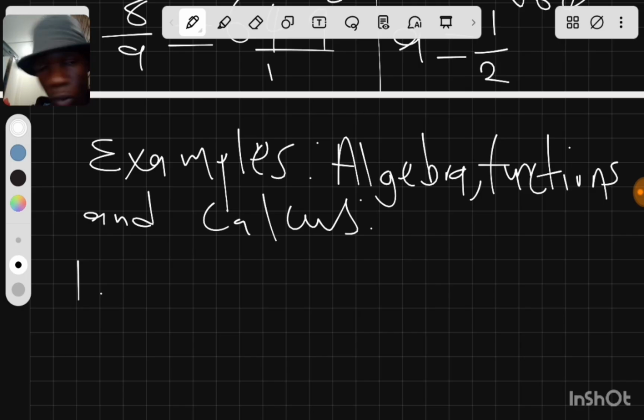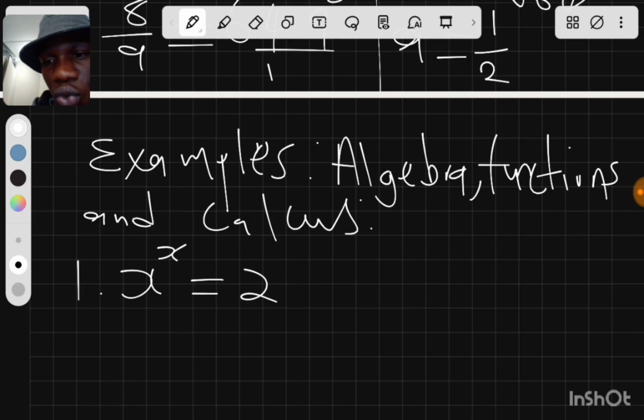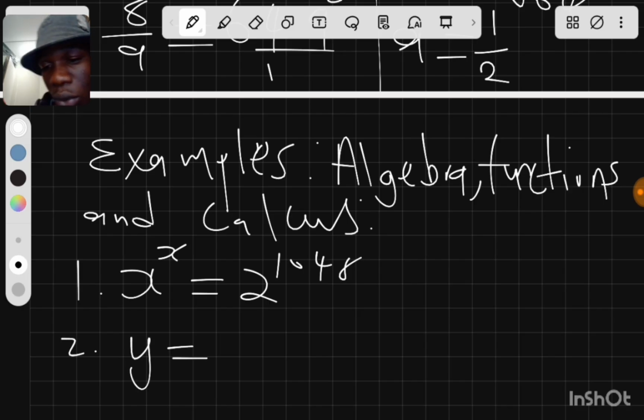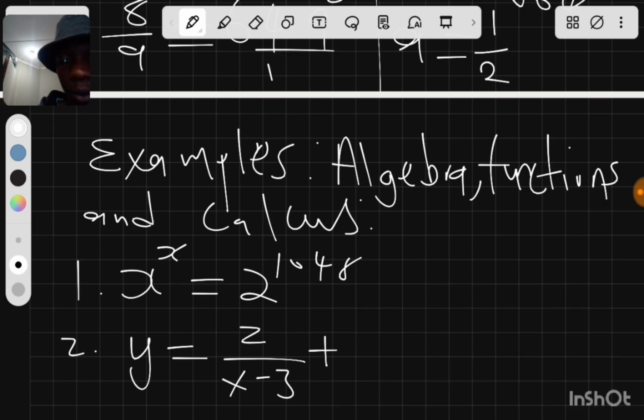One will be algebra. In algebra you are required to find x to the power x is equal to 2 to the power 1048. Then in functions you are required to find the x and y intercepts of this graph: y is equal to 2 over x minus 3 plus 1.